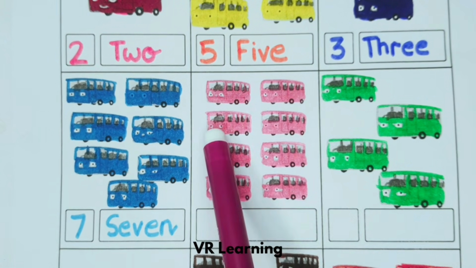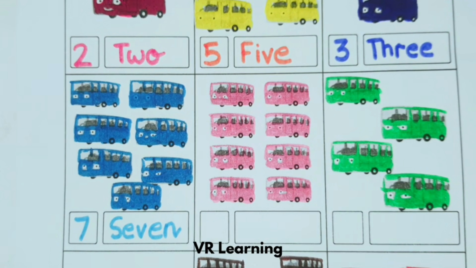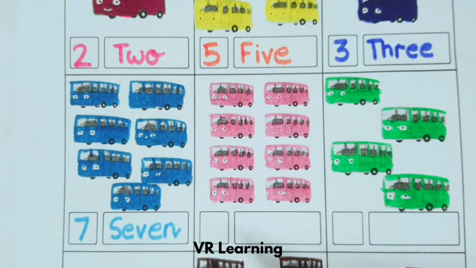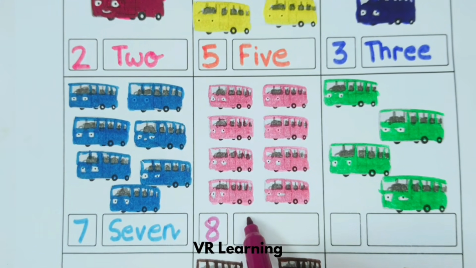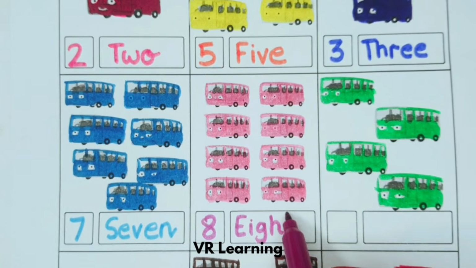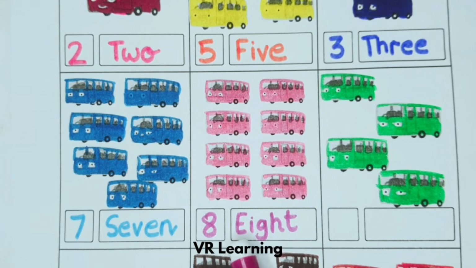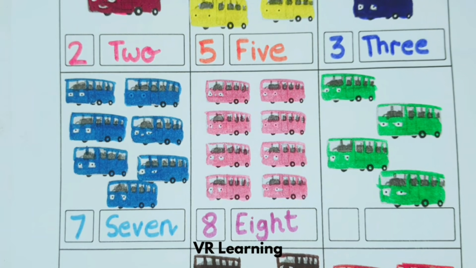1, 2, 3, 4, 5, 6, 7, 8. Write the number 8 in the box. EIGHT 8.